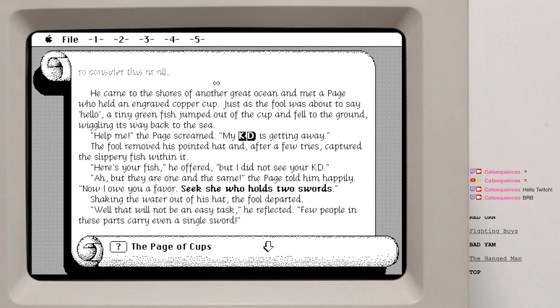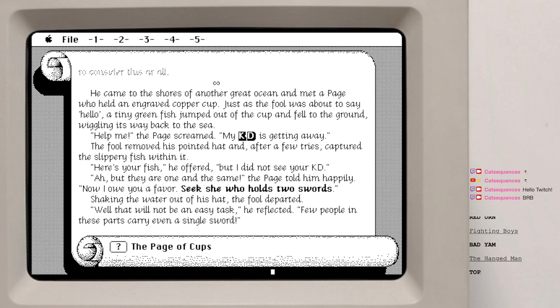The fool removed his pointed hat and, after a few tries, captured the slippery fish within it. "Here's your fish," he offered. "But I did not see your KD." "Ah, but they are one and the same," the page told him happily. "Now I owe you a favour. Seek she who holds two swords." Shaking the water out of his hat, the fool departed. "Well, that will not be an easy task," he reflected. "Few people in these parts can carry even a single sword."